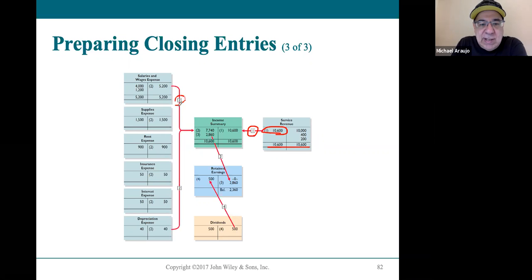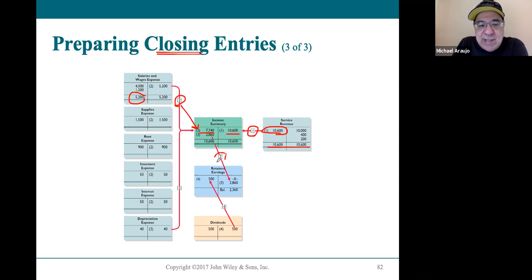Look what happened in step 2. We closed each individual expense account. Expenses normally have a debit balance. All of them do. So to close it means to bring the balance to zero. The credits of an equal amount in each account will bring the balances in all the accounts to zero. We move those total expenses, as you see here, to income summary. Now, income summary has total revenue on the credit side, total expenses on the debit side.